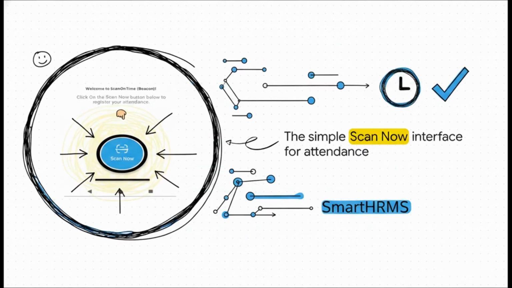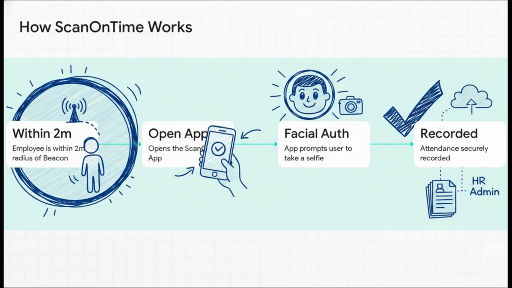Notice the synergy between the ScanOnTime mobile app and the physical Bluetooth beacon device. Just place this discreet Bluetooth beacon in your office or at your work site. It acts as an invisible, highly secure perimeter. And for the employee, the user interface is just incredibly simple. When they open the ScanOnTime app, they are greeted by this massive, clear blue button that simply says, Scan Now. There are no confusing menus or complex navigation to figure out how to clock in. It requires just a single tap on the screen to initiate the attendance protocol.